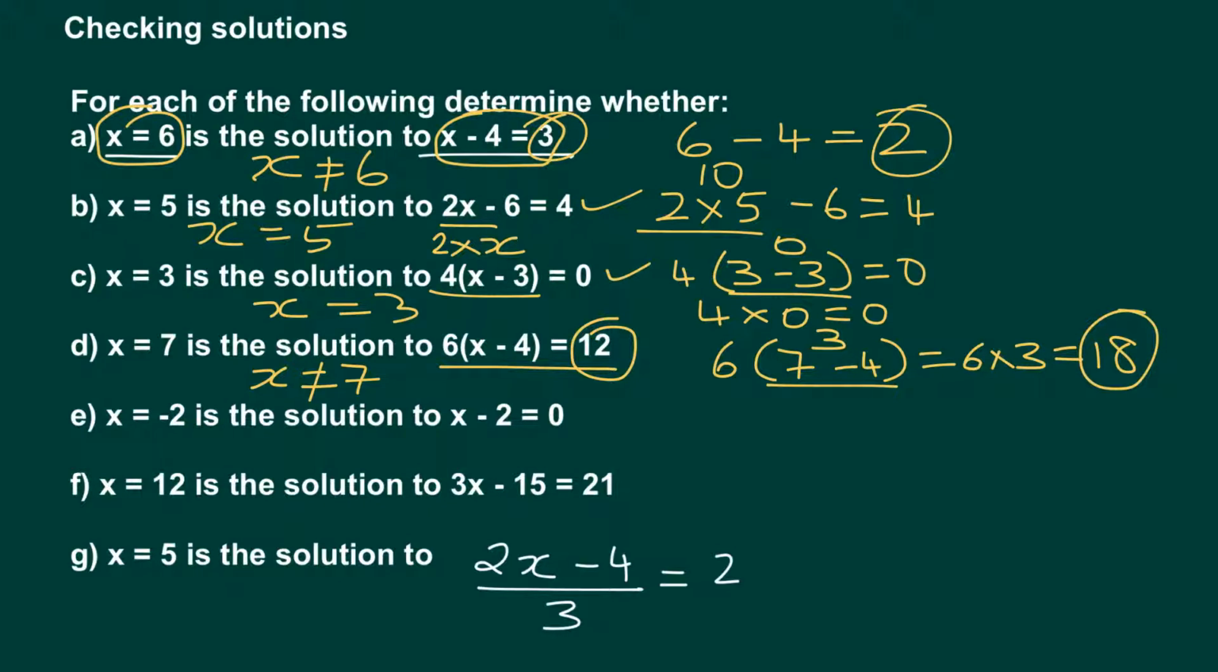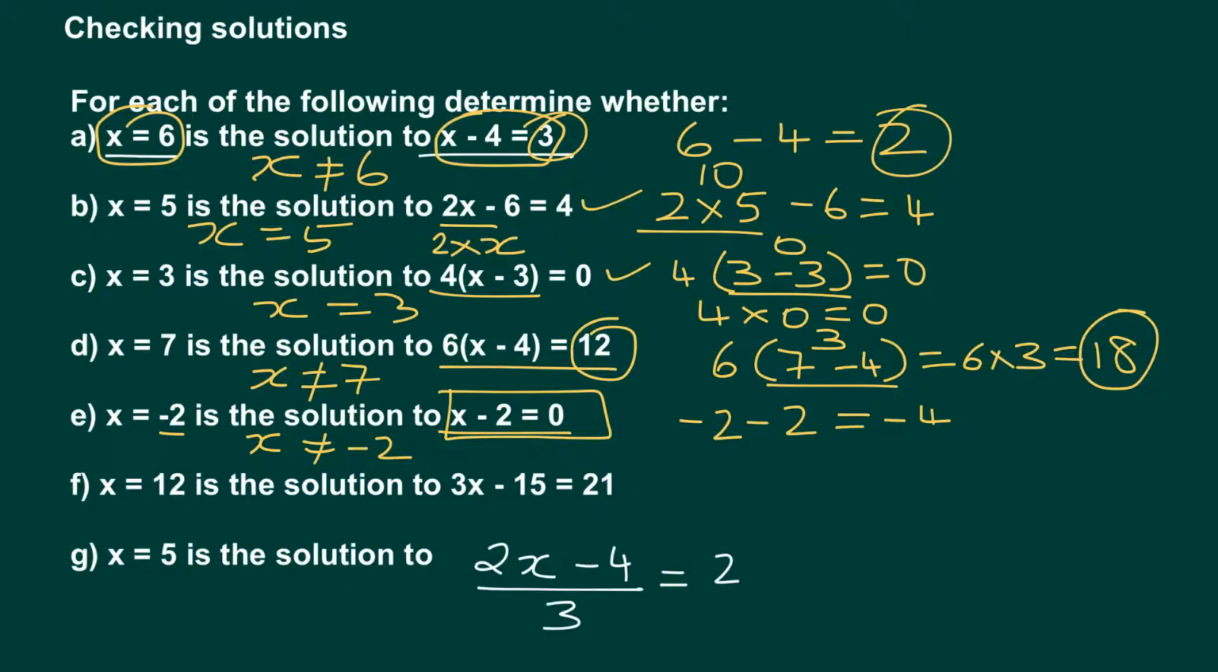So the next one, we have x equals negative 2 this time is a solution to x minus 2 equals 0. So we have negative 2 replacing the x, minus 2. Now, negative 2 minus 2 is simply negative 4. So that is, again, not the solution to this particular equation. Now, guys, if you want to, you can pause the lecture here and simply have a go at F and G on your own.